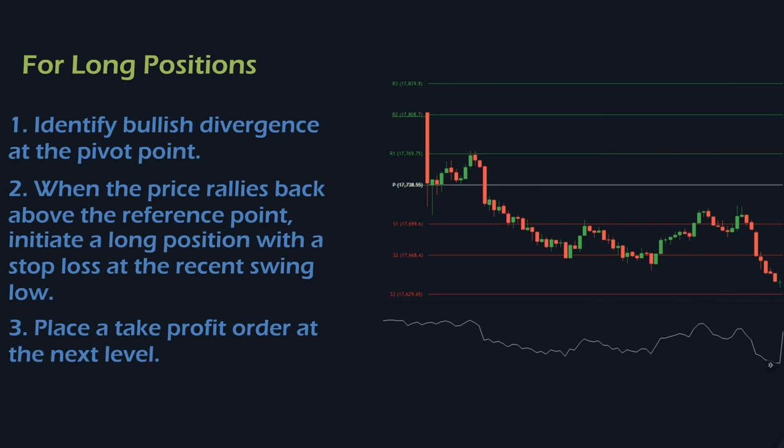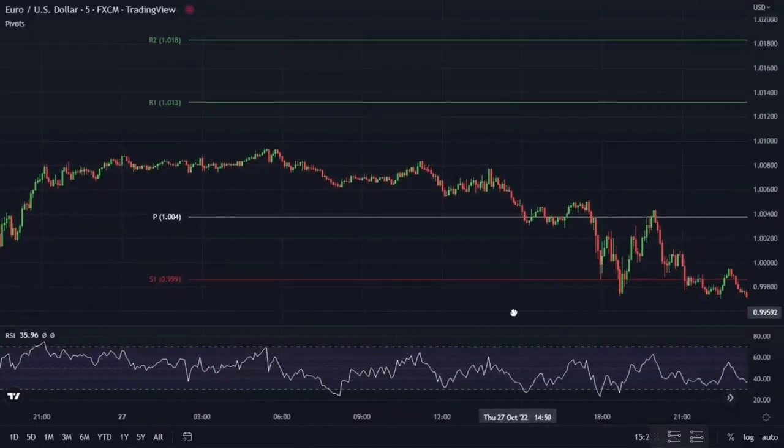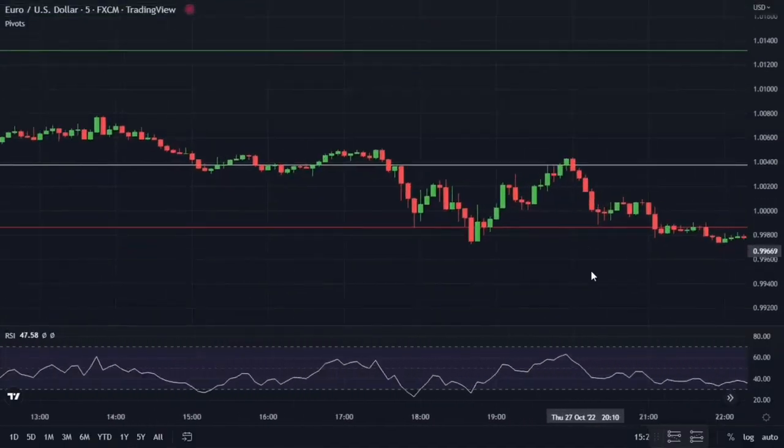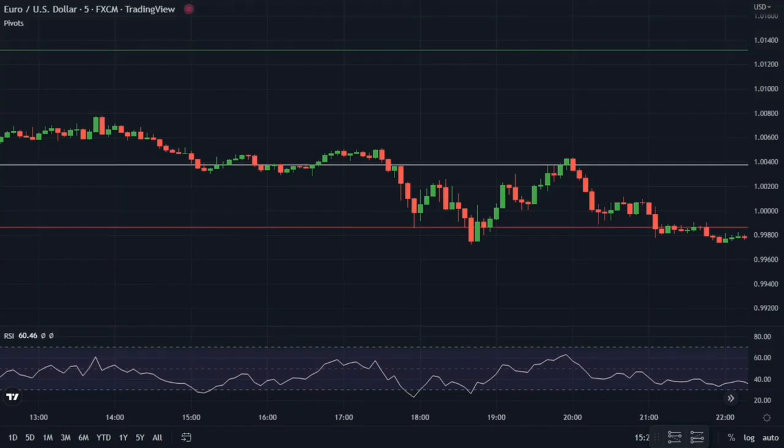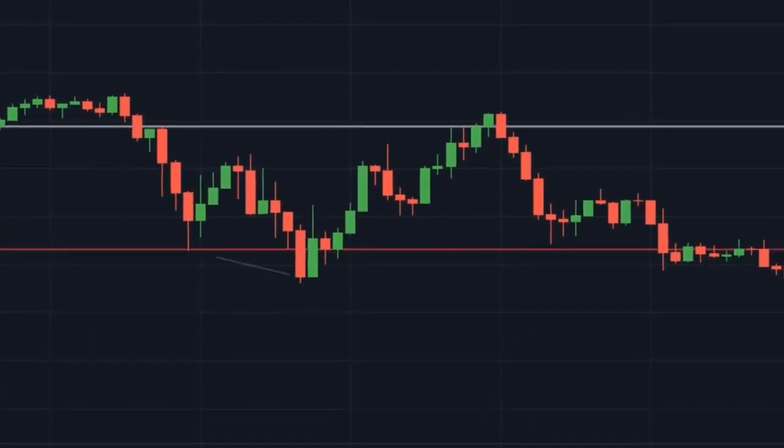Former support becomes resistance and vice versa. Let's look at some examples to help you understand. As may be seen here, a bullish divergence was formed here at the pivot point S1. And the price rallies back above the S1, indicating that the buyers are in control. We will open a long order at the open of the next candle.